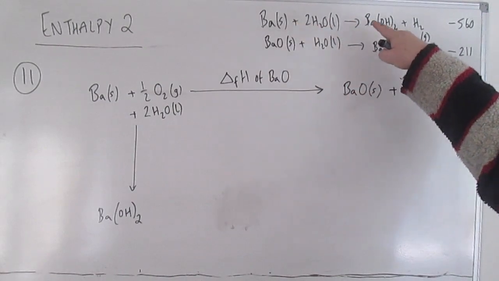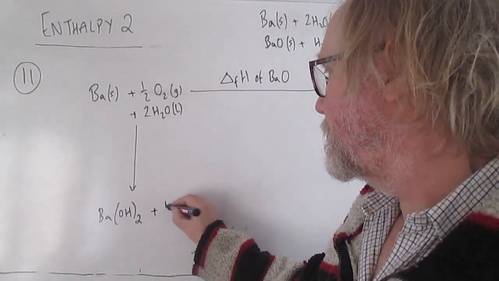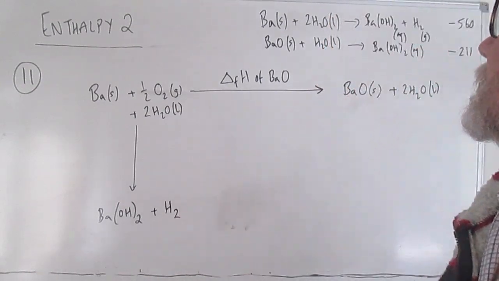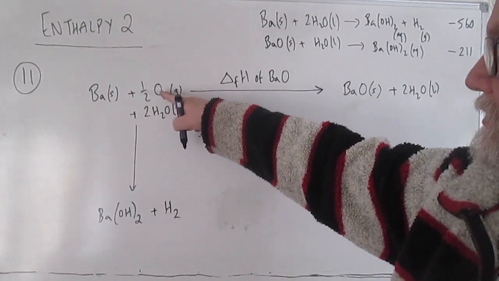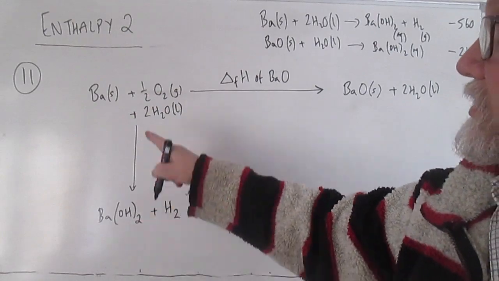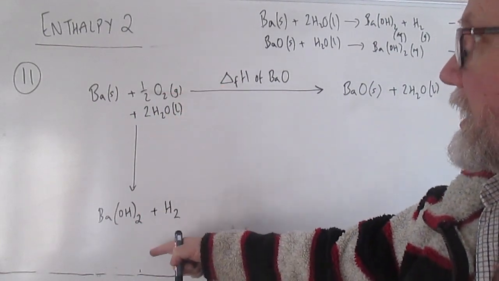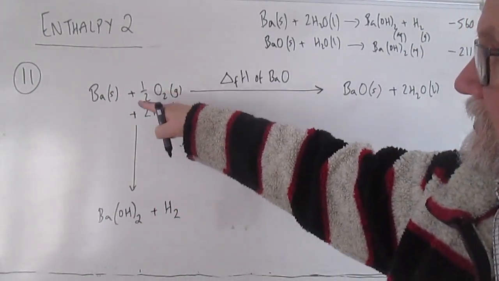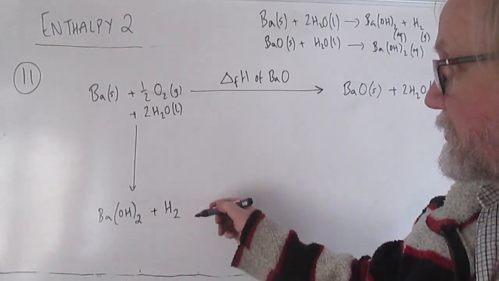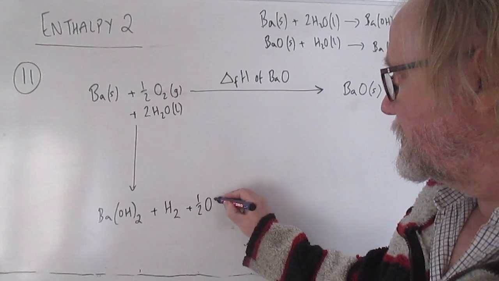And you can see, looking at that equation, that that gives barium hydroxide, but it also gives hydrogen. So we have to put hydrogen down there. And it's still not balanced, because what about this oxygen? That wasn't involved in this reaction. We needed that for this reaction, but it wasn't involved in this one. So again, it's got to remain unreacted, just like the waters did going across there. This oxygen wasn't involved in the reaction of barium and water, so it just gets carried through, so we get a half O2 down here.